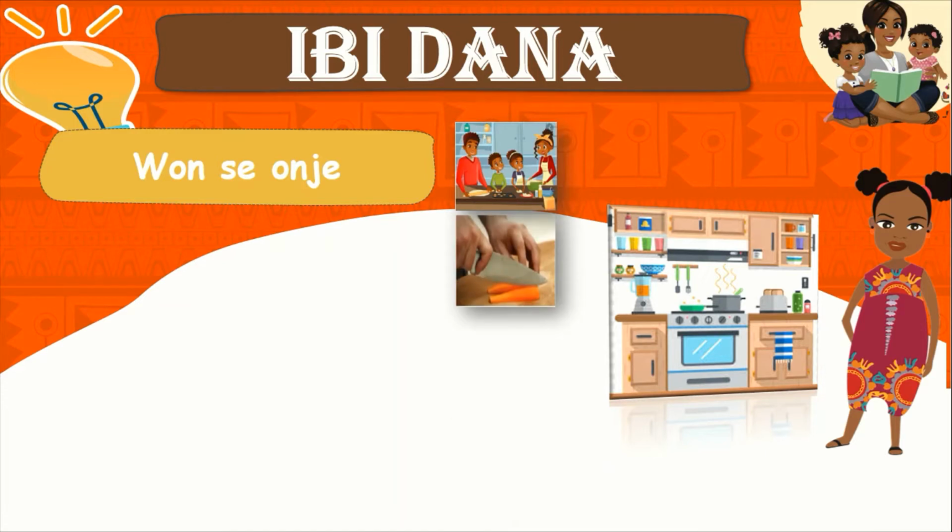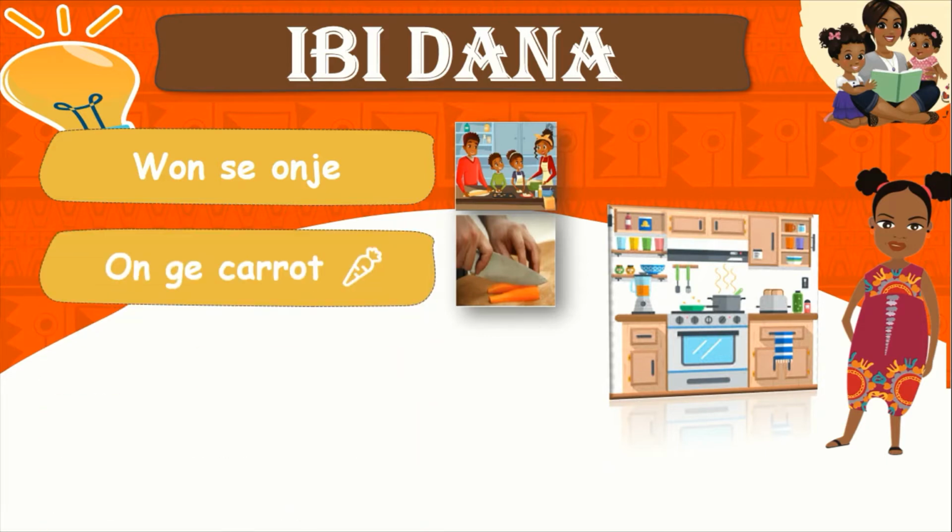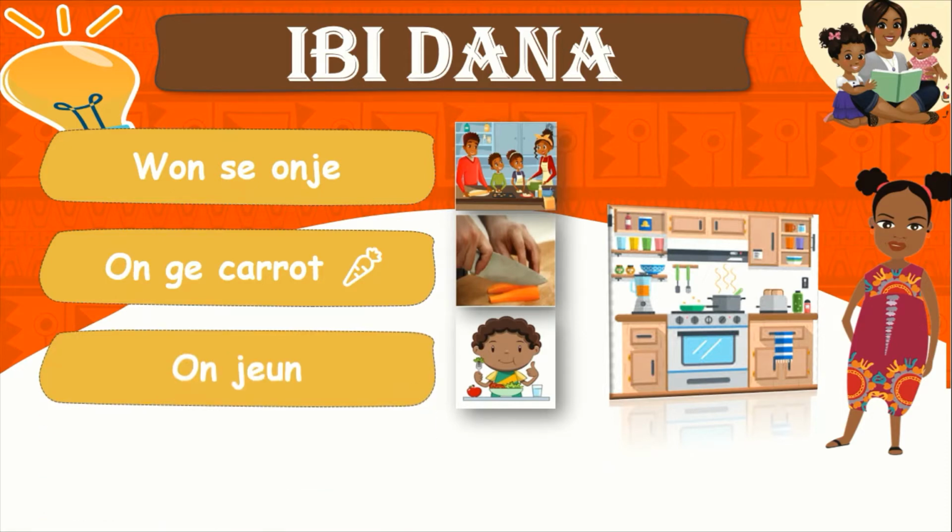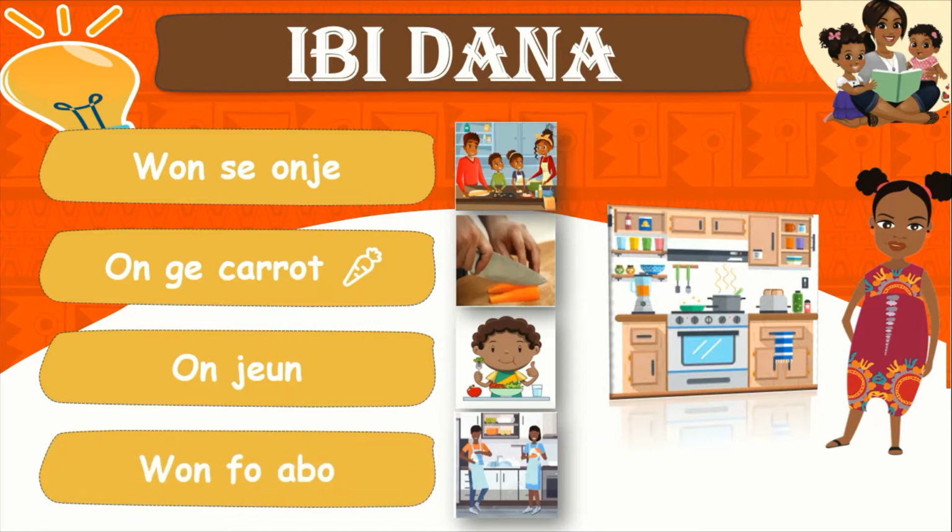We cut things. We chop carrots. We cut carrots. One ge carrot. We eat. I eat in my kitchen. I eat. One jeun. And I also do the dishes. I wash the dishes. One fo abo. Fo. Wash abo plate.